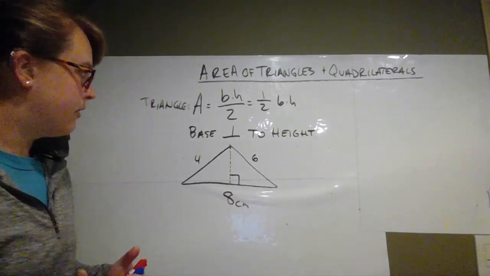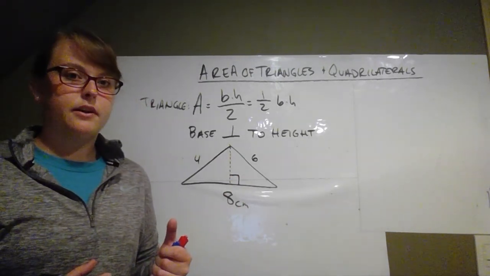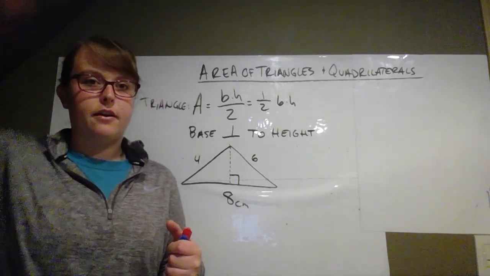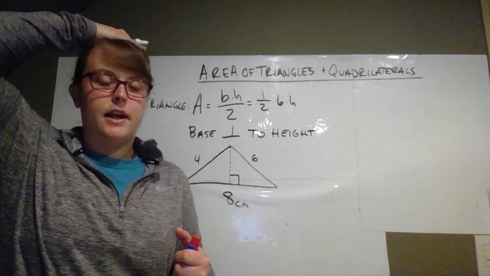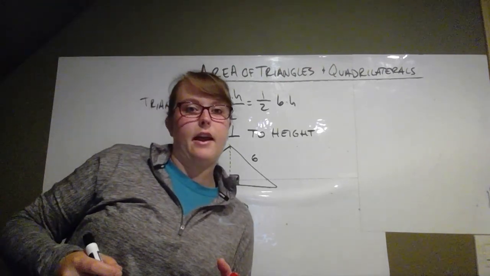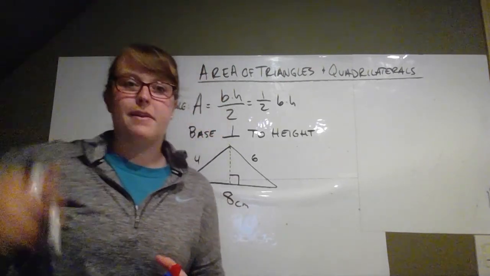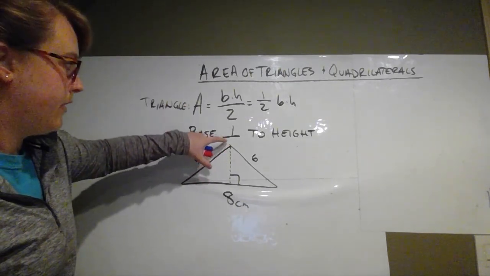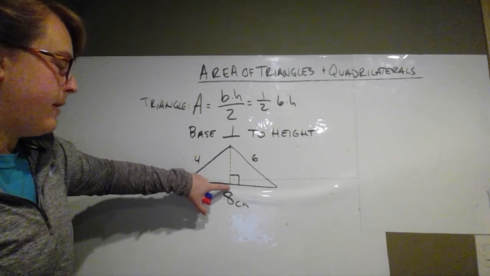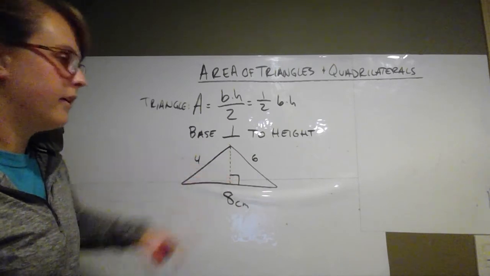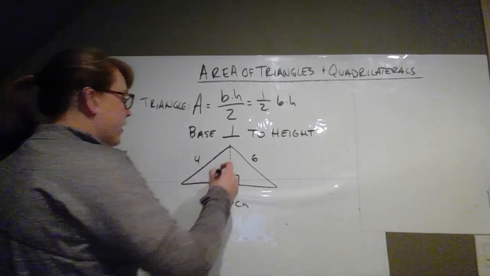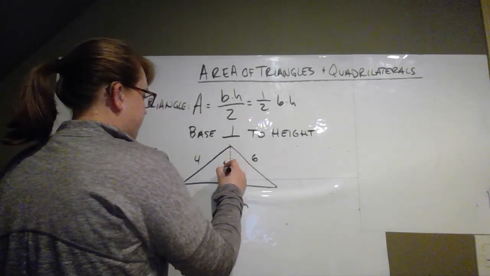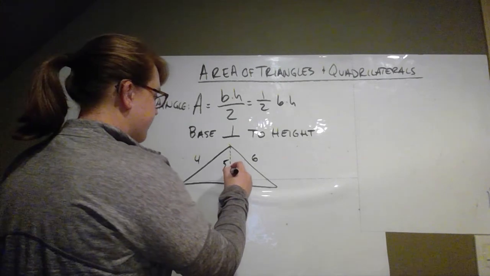Which hopefully makes sense, right? When you go to the doctor's office and get your height measured, you don't lean to the side while they're taking your height measurement. You stand up straight, right? So we want a straight line from the opposite corner to that base, and it needs to be perpendicular, not leaning over. Okay, so this would be my height, and we'll say that the height is 5 centimeters.